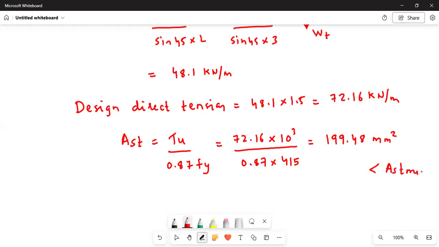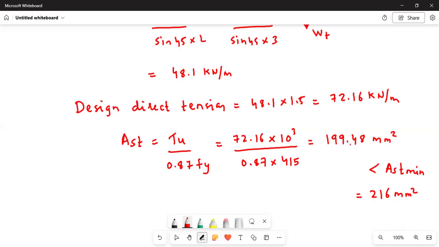And it is less than AST minimum. Yesterday we saw what AST minimum is. We have calculated the minimum reinforcement in the bunker, and AST minimum is 216 mm square. So whatever AST you get, it should not be less than 216 mm square. That is the minimum reinforcement that you provide in the bunker. If it is less than the minimum reinforcement, then you need to provide the minimum reinforcement. Okay.